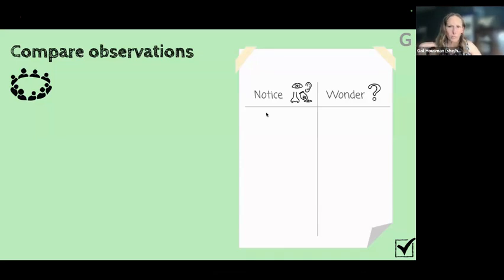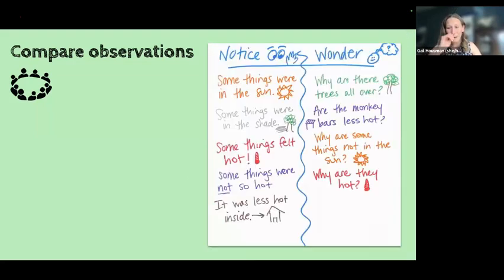And again, as we're thinking of questions about this, we're going to add our questions to our wonder side. And since I don't have a chance to write this all down for you, I'll share with you what some kindergartners said. So Janine, if you go to the next slide, you all can see an example here of things kindergartners shared. Some of the noticings they had were that some things were in the sun. And somebody asked, well, why are some things in the sun and not in the sun?